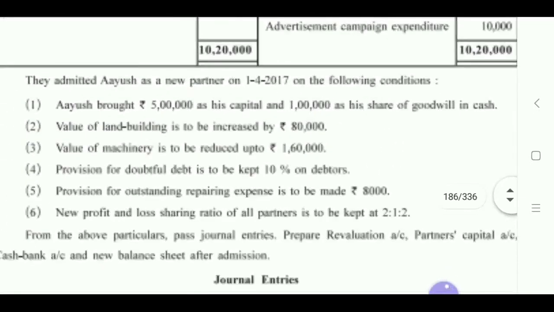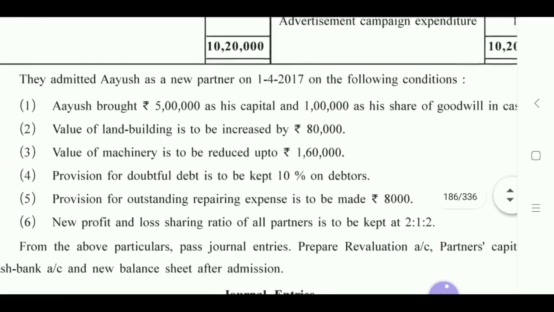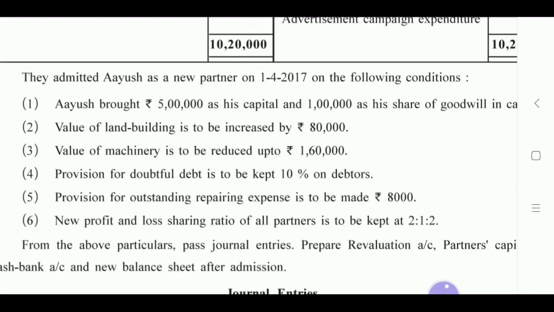Yes, these adjustments are not that new. I have explained these adjustments also in the previous long sum, and it is completely a part of revaluation of assets and liabilities, which is chapter 4. So this is very easy. We'll quickly solve this. Second adjustment, value of land and building is to be increased by 80,000. Interpret this, what they are trying to say. Value of land and building is to be increased by 80,000.